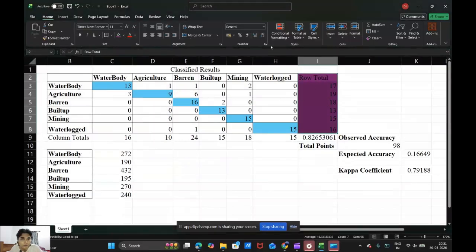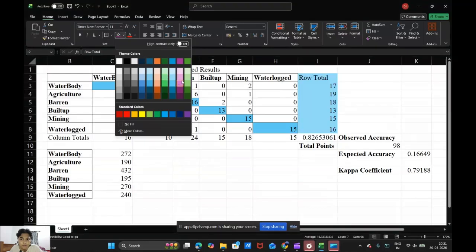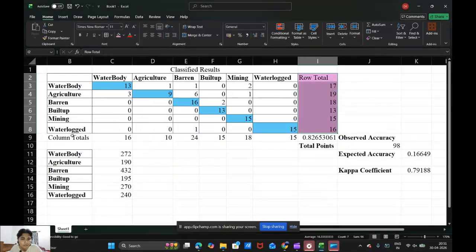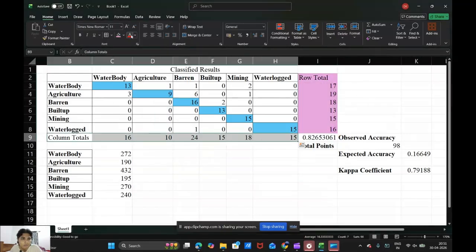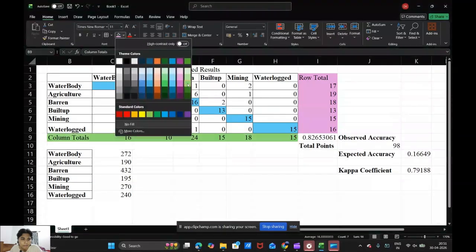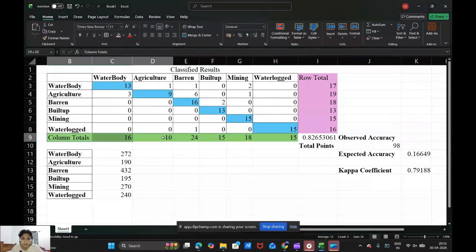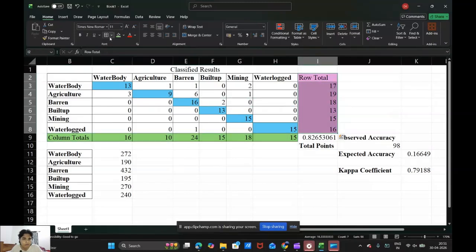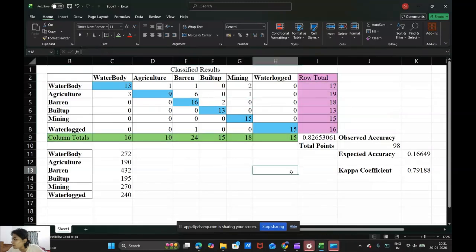Yes, I'm looking into it. Wait, I've not read the question. So this is row total. This is column total. Let's just give it a slightly different color and maybe put them all in a box. Okay. Repeat the last part after multiplication of row total. Yes, sure.